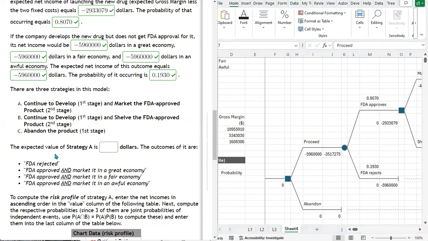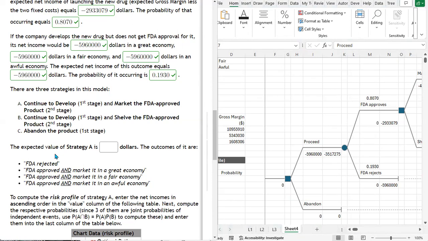Now, because Pharmaco can continue to develop the product, and then they can market the product, or they can shelve the product, or in the first stage, they can abandon the product. There's really only 3 strategies for this particular firm. A is to continue to develop the product and then market the product if it has FDA approval. And B, they can continue to develop the product and then shelve it if it gets FDA approval, or they can just abandon the product.